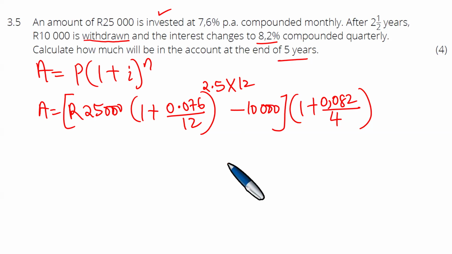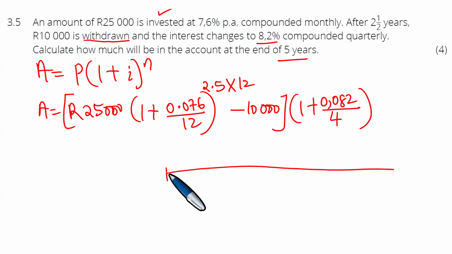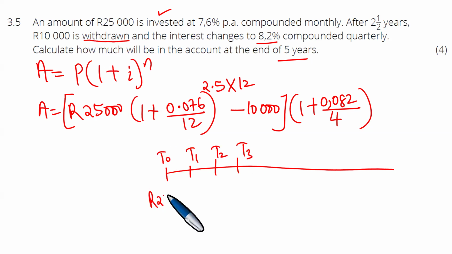Right, at the end of 5 years. So now, it is compounded quarterly, and for 5 years there are a couple of things you need to take into account here. You can draw a timeline like this. There is time 0, time 1, time 2, time 3. An amount of 25,000 is invested. So you have 25,000 at time 0 that is just made available, invested at 7.6% per annum compounded monthly.